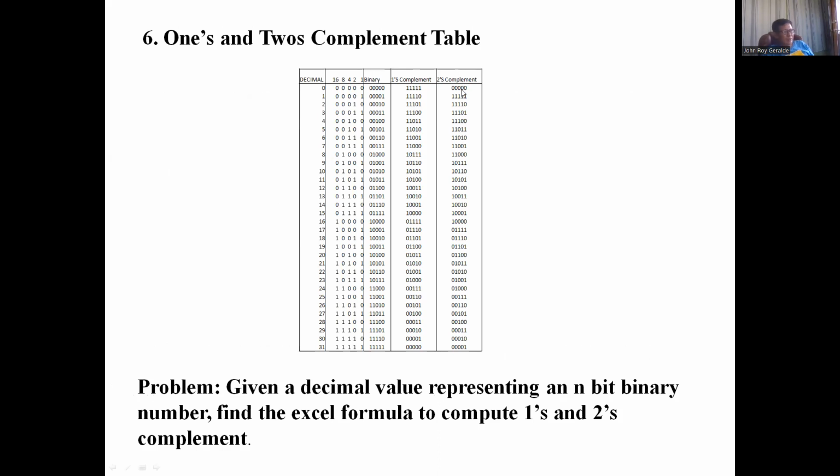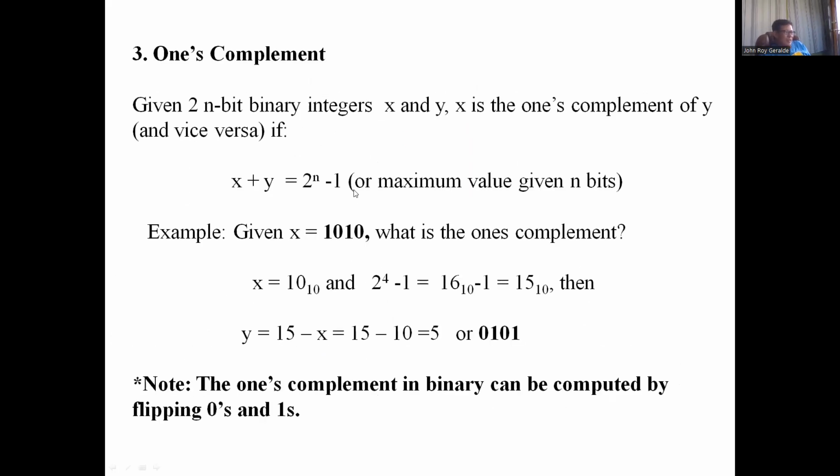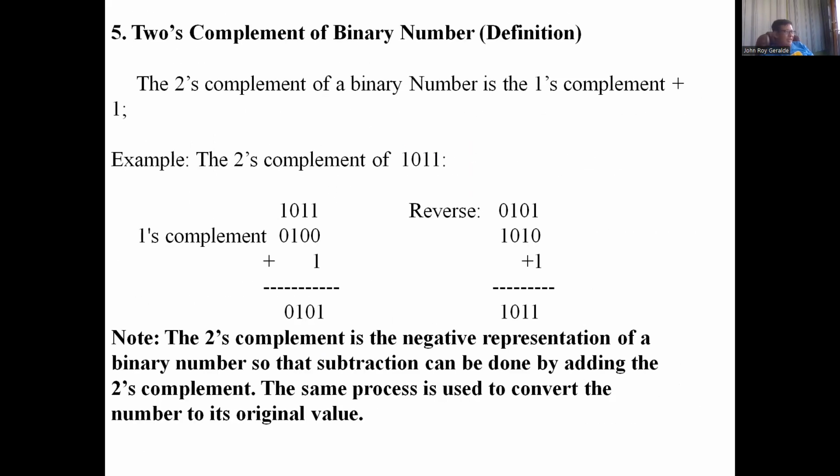So you can do a twos complement formula. Can you think of this problem? Given a decimal value representing an n-bit binary number, find an Excel formula to compute the ones and twos complement. If you do this in C++ or C#, it's easy, right? But if you do this in Excel, there's a little challenge. Only a little challenge. You use the laws on the ones complement. You know the conversion of the ones complement, 2 to the n minus 1, right? You add 1 and then you get the twos complement.